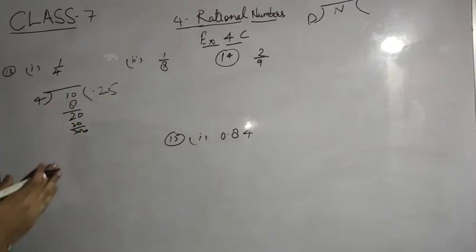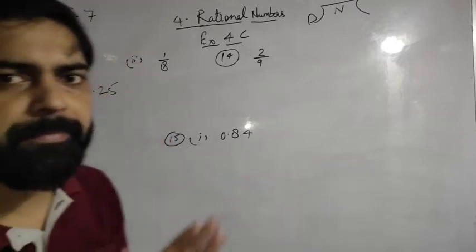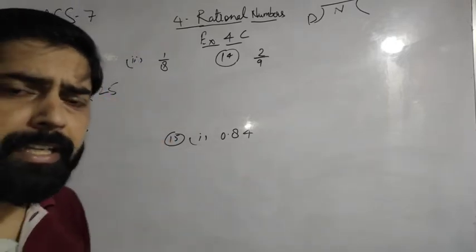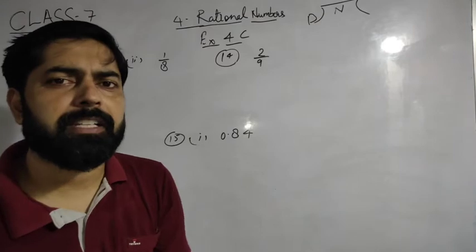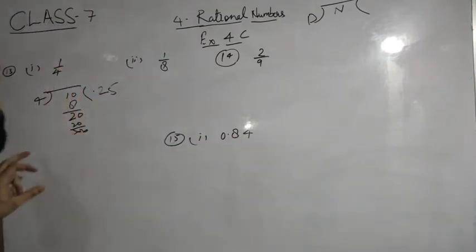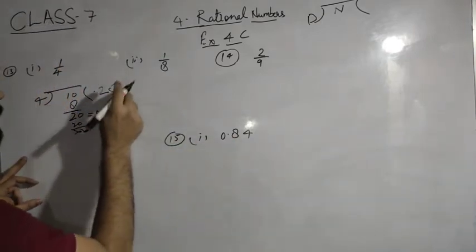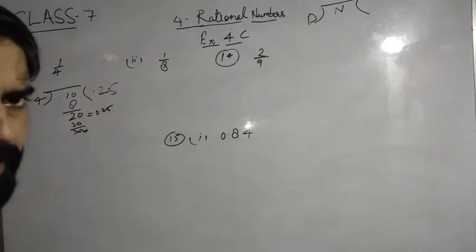So this is a very easy question. This is just a question of class 5: how we can convert any decimal into a fraction and a fraction into decimal form. So what is the answer? 0.25. Same as here, 1 upon 8.